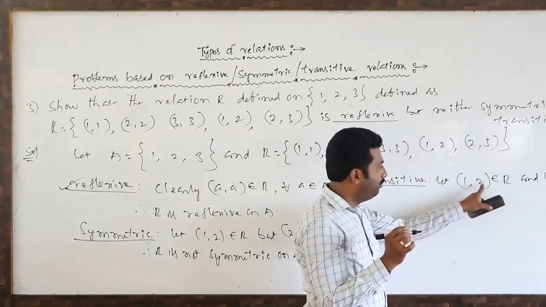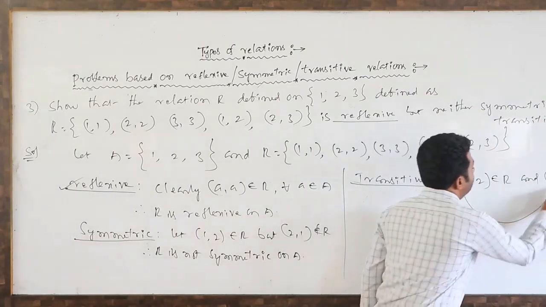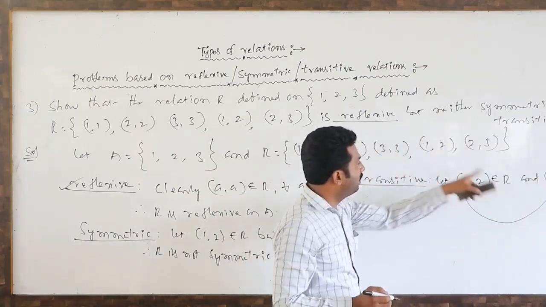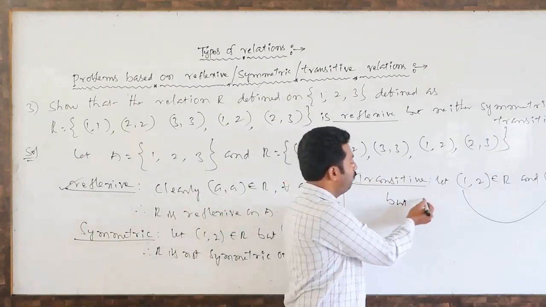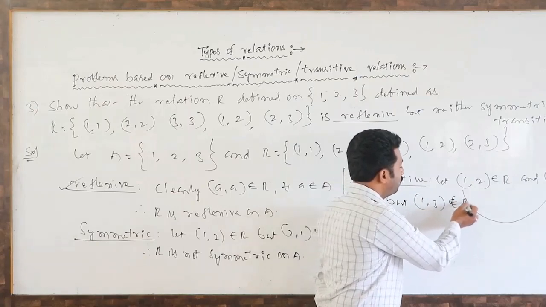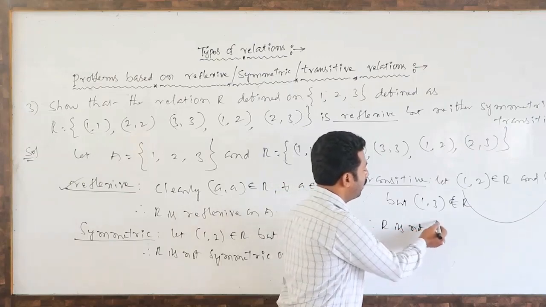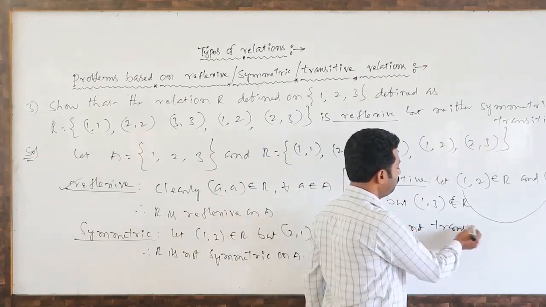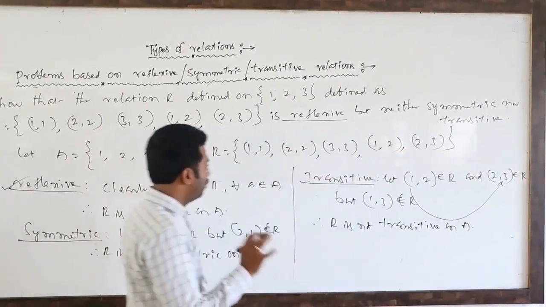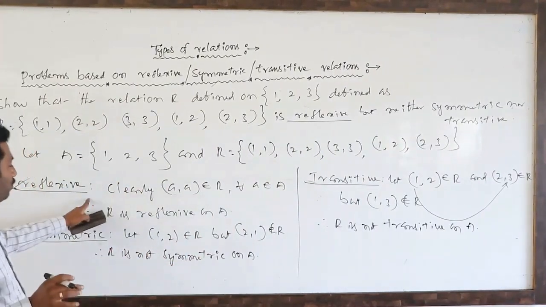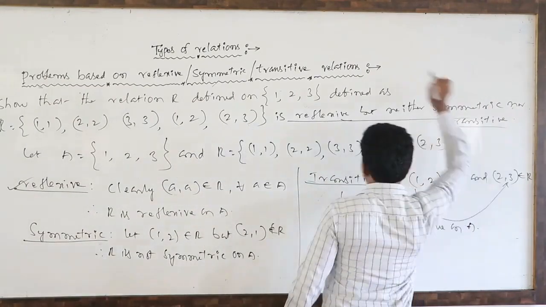Very clear. (a,b) belongs to capital R, (b,c) also belongs to capital R, but (a,c) we have to verify. Is there (1,3) in capital R? You check: (1,3) is not there. So (1,3) does not belong to capital R. Therefore, capital R is not transitive on the non-empty set capital A. So very clear: capital R is reflexive, neither symmetric nor transitive. Like that we have to answer this question.